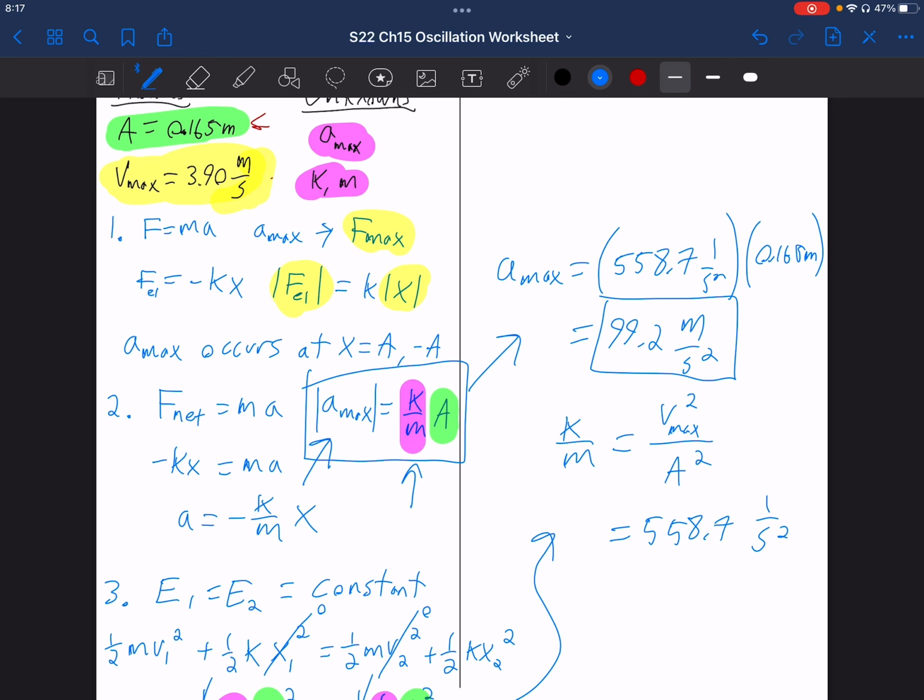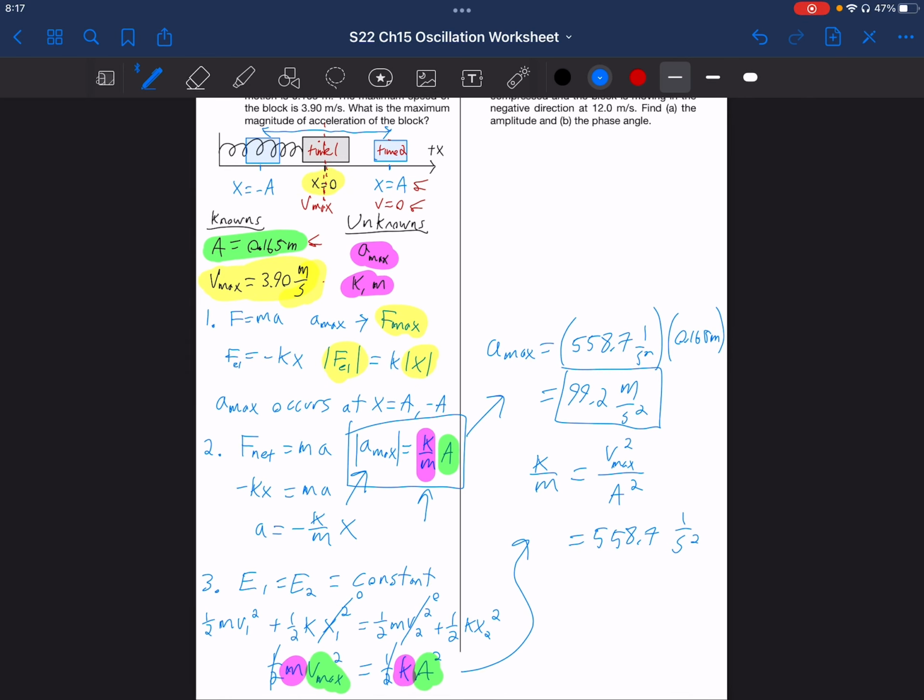So this is a very typical oscillation problem in that we had to use multiple concepts to solve the problem. And that's the power of oscillation problems. We have this repeating motion, and just given very few initial knowns, we can figure out a lot about the system. And we were able to do that here. So that's our answer. So thanks for your attention.